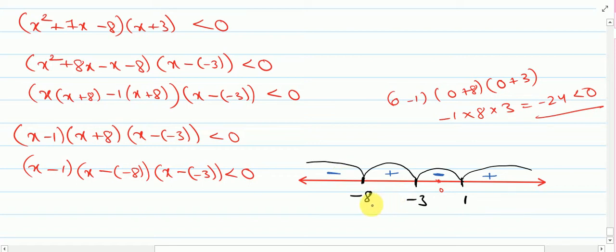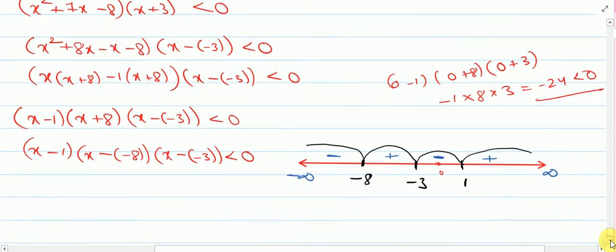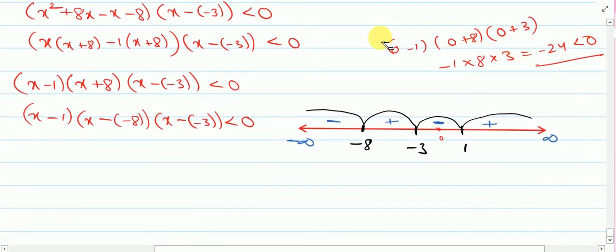So here what did you observe? This is minus infinity and this is infinity. These two intervals, one from minus infinity to minus 8 and the other from minus 3 to 1, are satisfying this inequality. So we will write, this was rough, so I'll rub it.